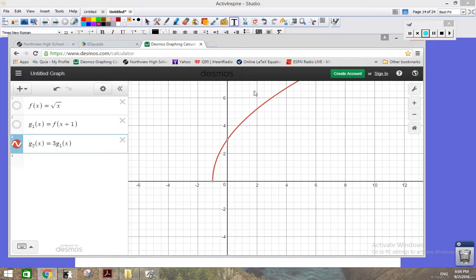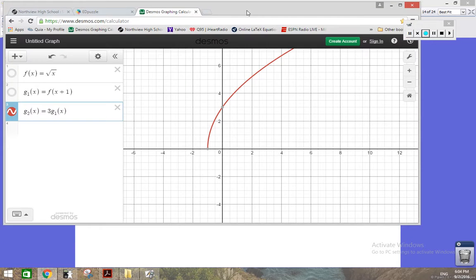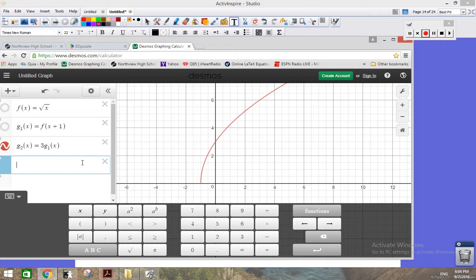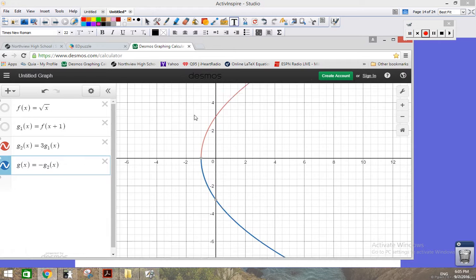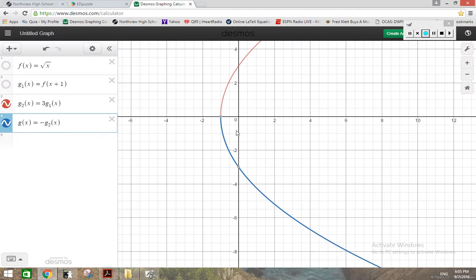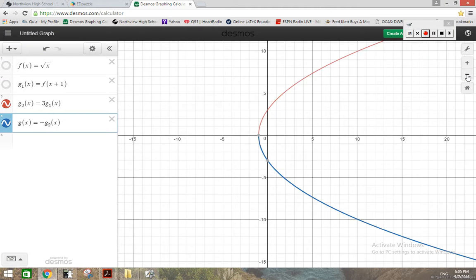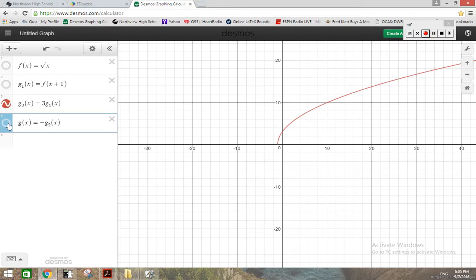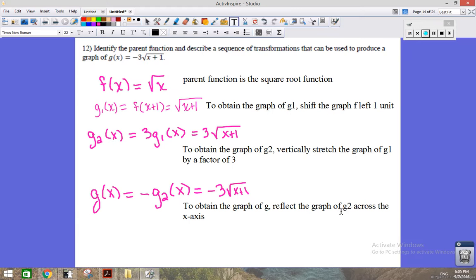Well, now we're ready for our final transformation, which was a reflection. So our G is to reflect our previous graph that we called G2. And you can see, if I make this bigger, that, well, maybe I need to zoom out a little bit, that I was building upon this graph that's here in red. That negative sign reflected it across the x-axis, which is exactly how we described it. We described it would be a reflection of the graph of G2 across the x-axis.